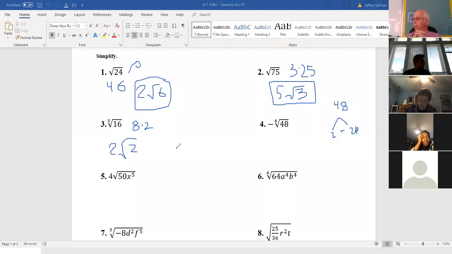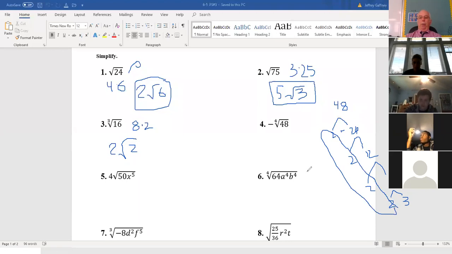Now, likewise with 48, if we do this all the way down, we got 2 times 24, 2 times 2 times 12, 2 times 2 times 2 times 6, 2 times 2 times 2 times 2 times 3, hopefully. That's what you came up with, right? And what's perfect is I got 4 2s right here. We're doing the 4th root, right? So those 4 2s come out from under the radical. The negative just rides along for the ride, right? And we still have 3 under the radical I can't do anything with as a 4th root. So it should be -2 4th root of radical 3.